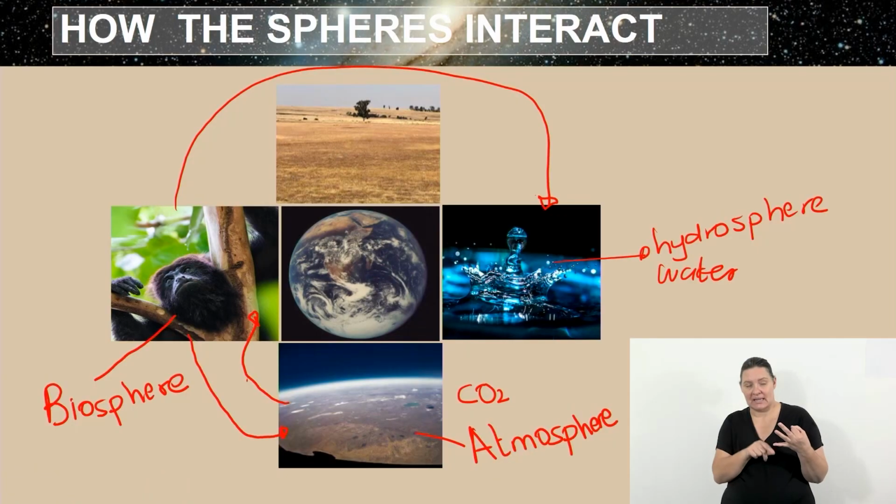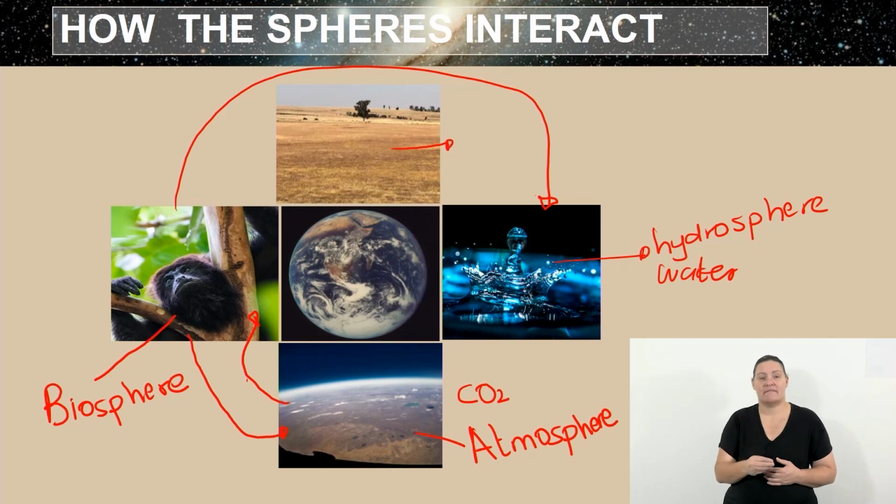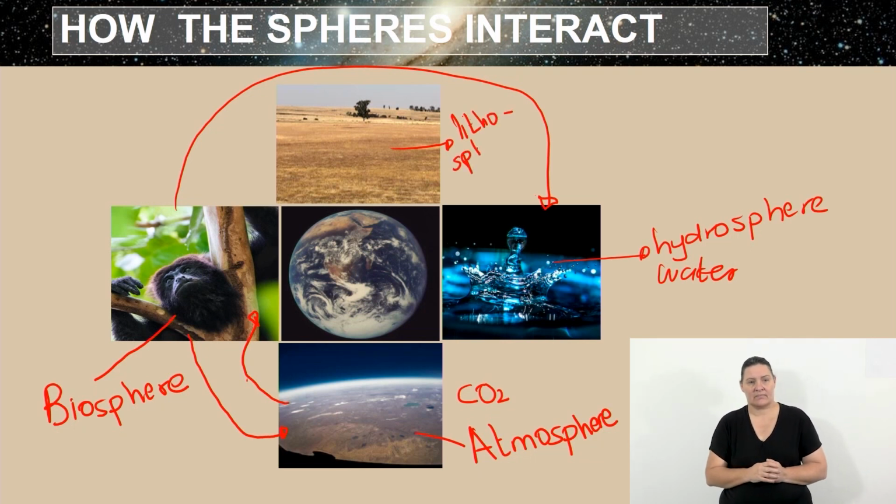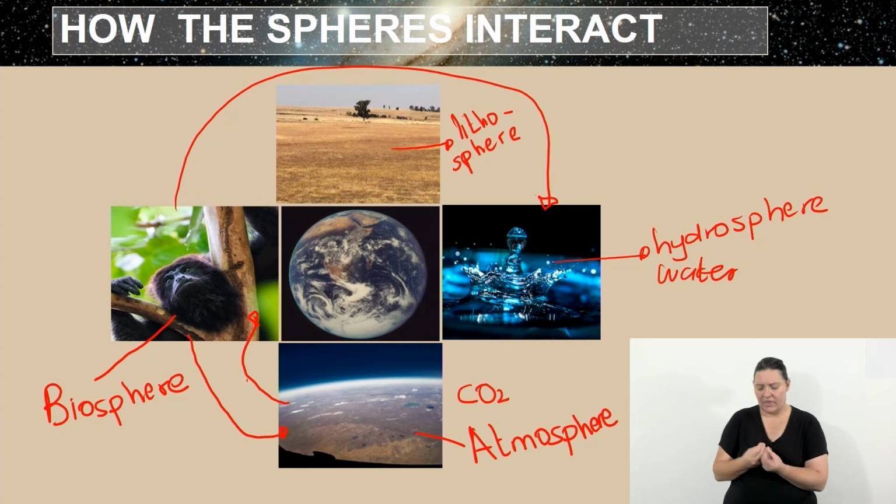Here we can see the land. We know that when we see the land, this is where we have our lithosphere. I hope we are together. Now, this is the lithosphere. How does the lithosphere interact with the biosphere? How does it interact with the hydrosphere? And also, how does it interact with the atmosphere?